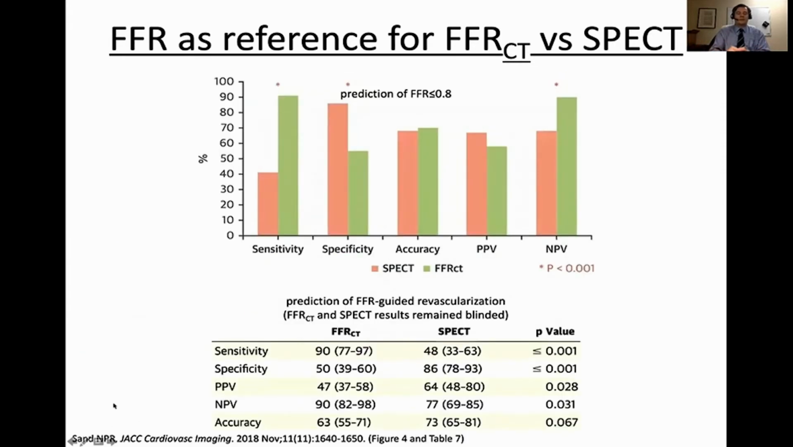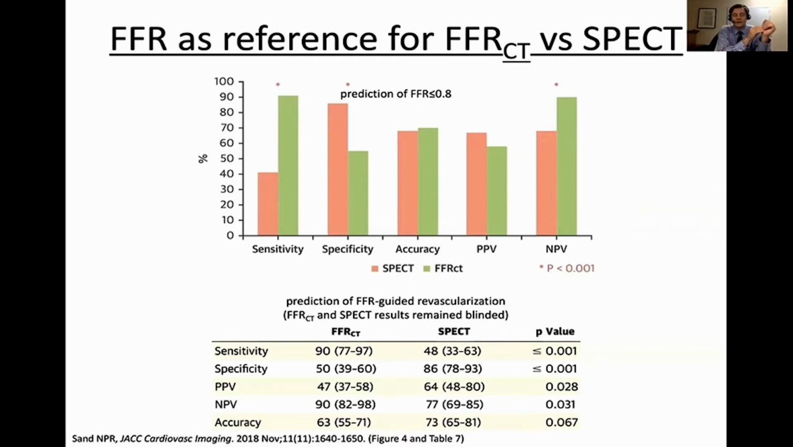This is something then that is reflected in the top, which is comparing itself against invasive FFR. In the middle area, you see the 2 bars for accuracy. That accuracy, how often they got it right, is the same. There's no statistical difference there. But what happens, as you can see off to the left, is there's a trade-off in sensitivity and specificity.